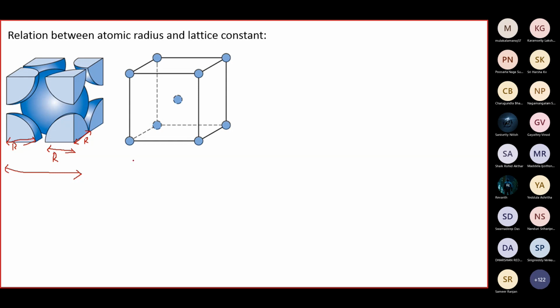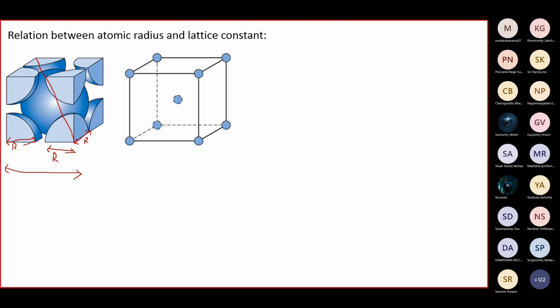When can I expect the total to be equal to 2R? If it is simple cubic, the total A would be equal to 2R. But this is not simple cubic. This is body-centered cubic. So in this case, how to find the relation between radius and lattice parameter? That is the question. For that, we will draw a line diagonally from here to here.